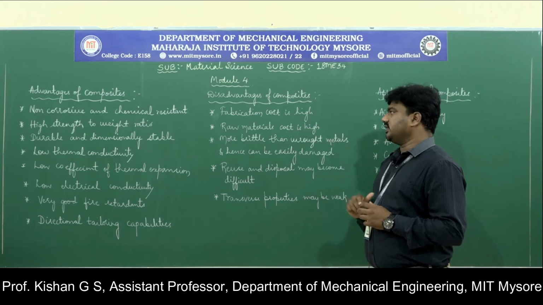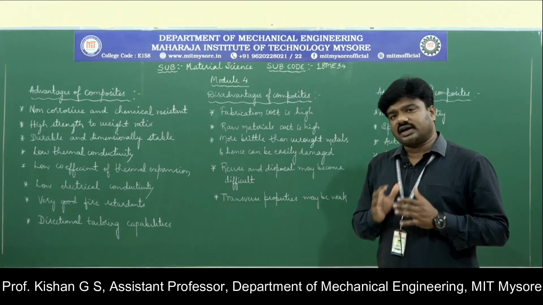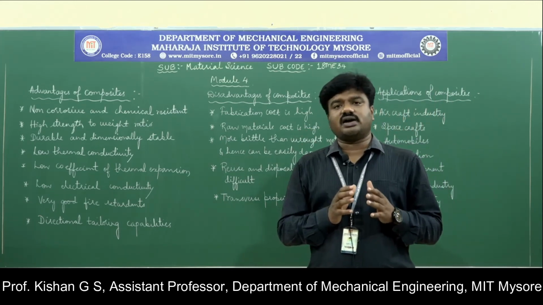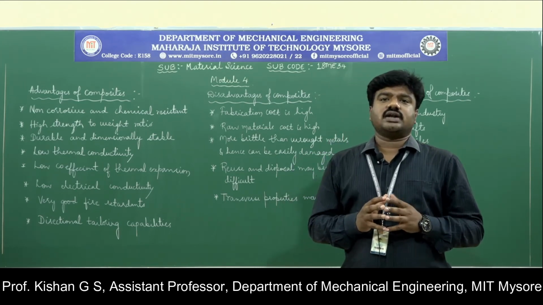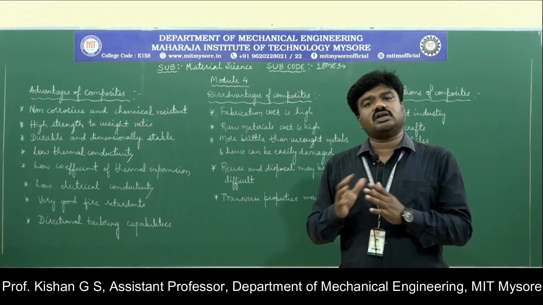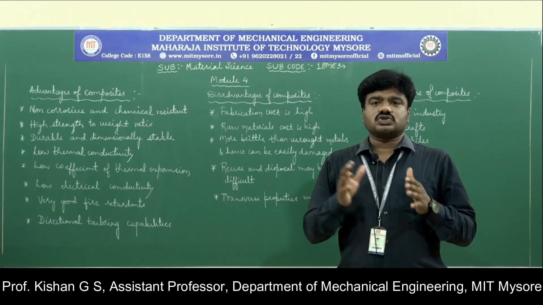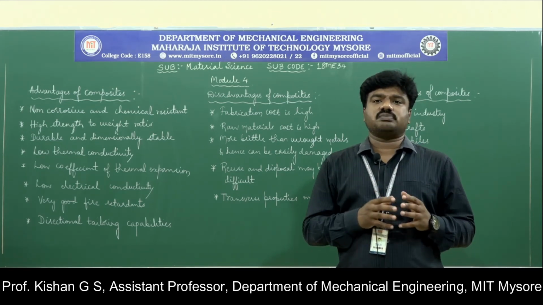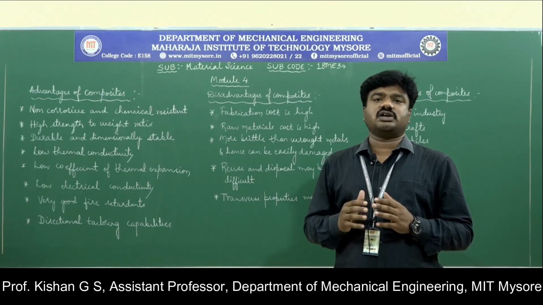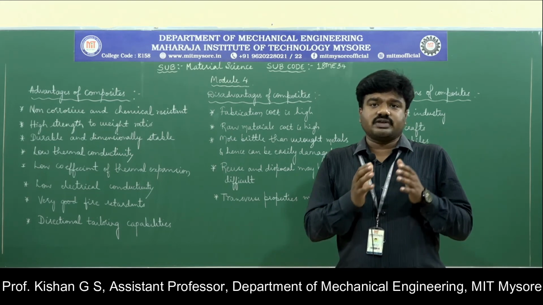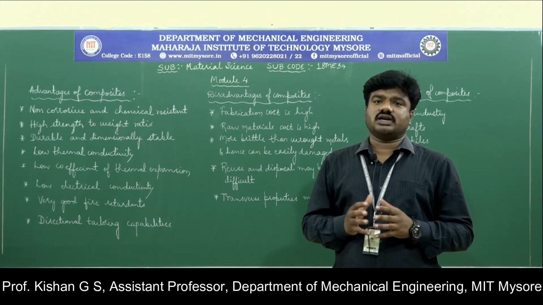Next comes the raw material cost. Since we are again targeting the combination of reinforcement and matrix, selection of material plays a major role here. There has to be compatibility between the reinforcement and the matrix phase. When we select these, there is always a chance of an increase in cost because the raw materials selected lead to a huge investment.